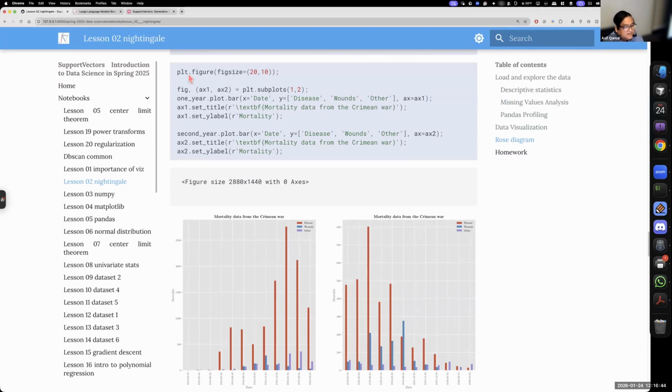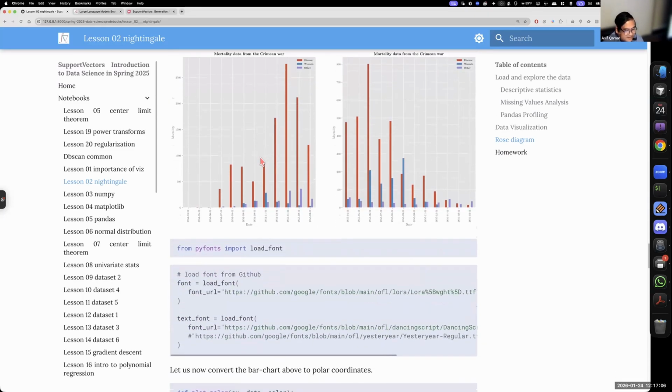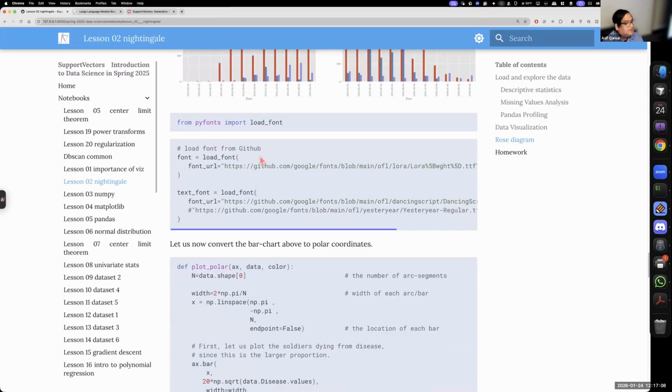This line creates a figure. This line creates 2 plots. It says left and right plot, subplots. 1 year in the one plot, you say plot. X-axis is date. Y-axis are 3 things: disease, wound, and others. And then likewise for the other year. Is the code looking simple, guys? So we use this as a starting point, and then we say, let's make it a bit better.